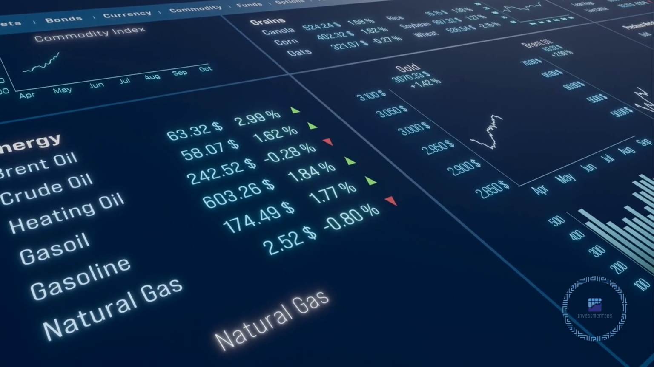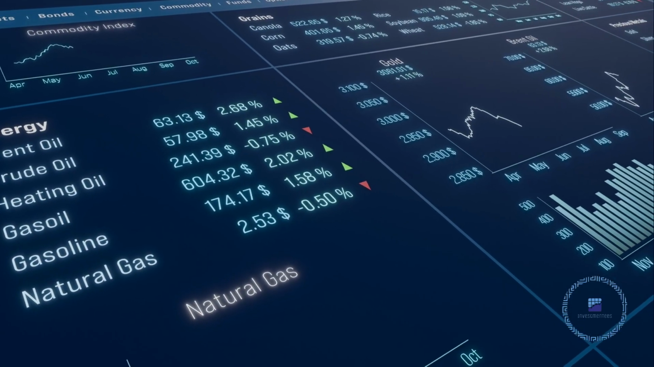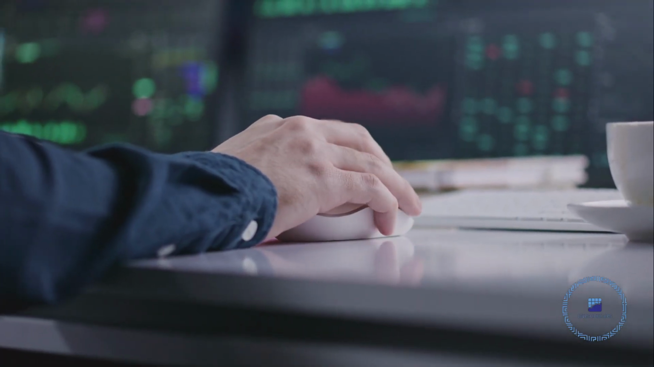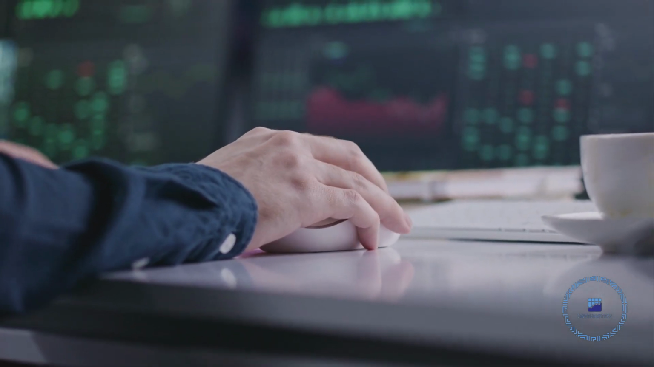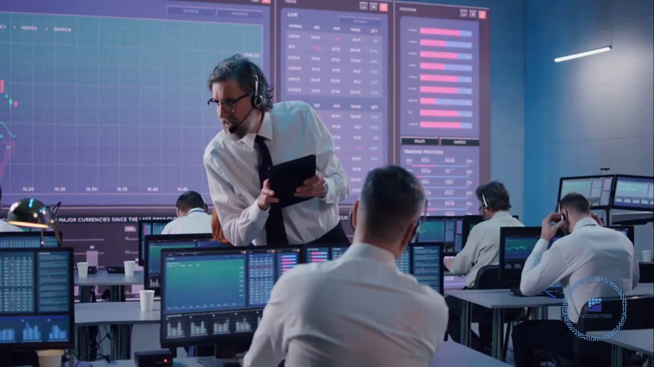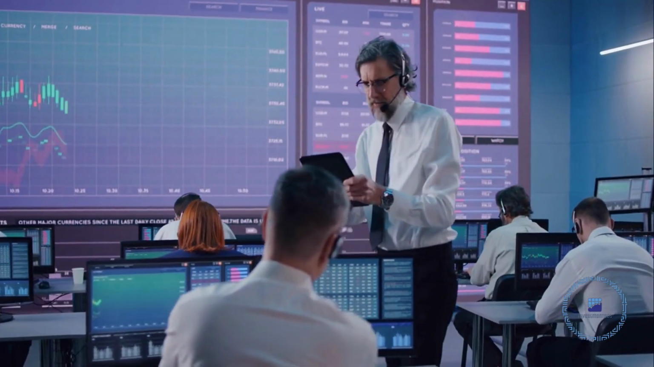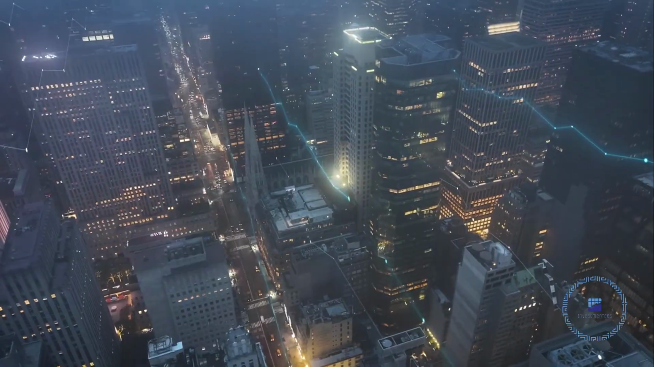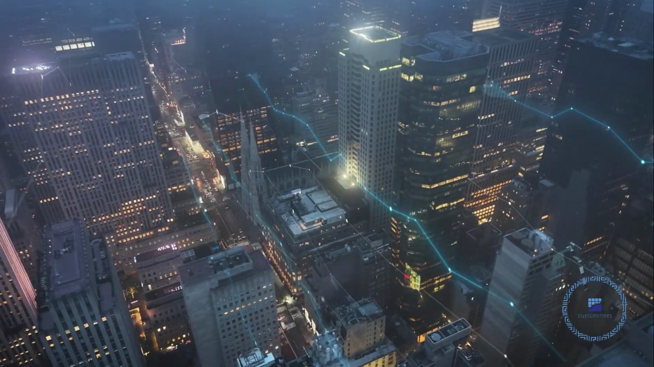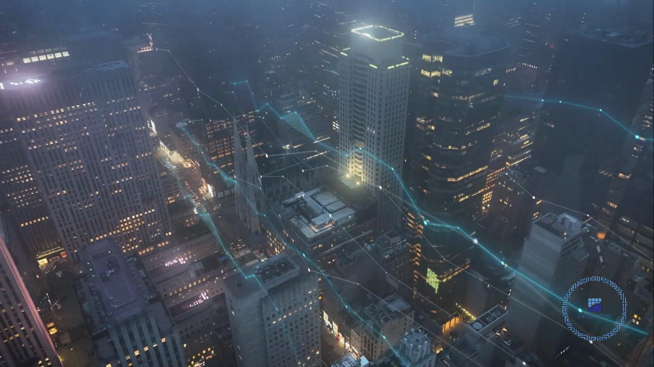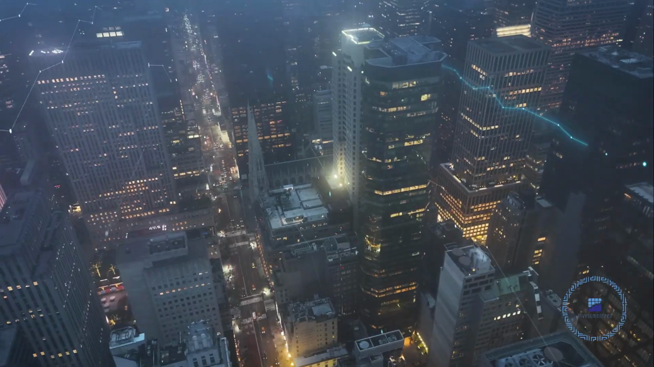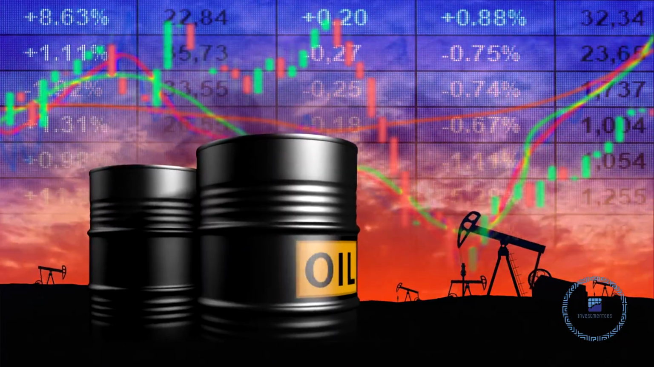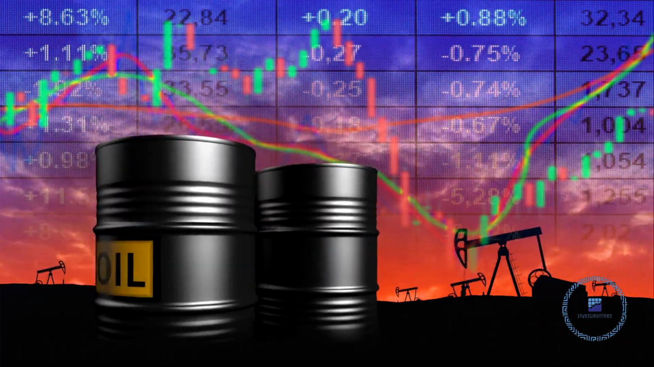Every futures contract has a set expiration date, which is when the agreement must be settled. Traders can either close their positions before expiration or hold them until the contract expires. The size of the contract determines how much of the underlying asset you're trading. For example, one crude oil futures contract on the Chicago Mercantile Exchange represents 1,000 barrels of oil. That means if oil moves by just $1, the contract's value changes by $1,000.